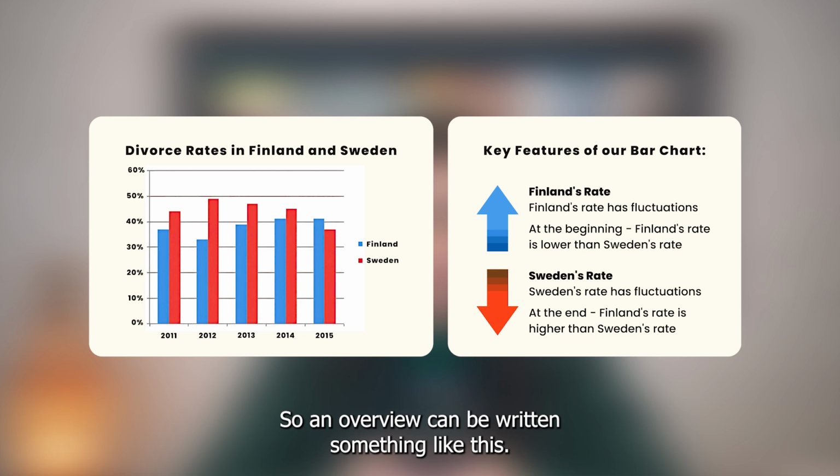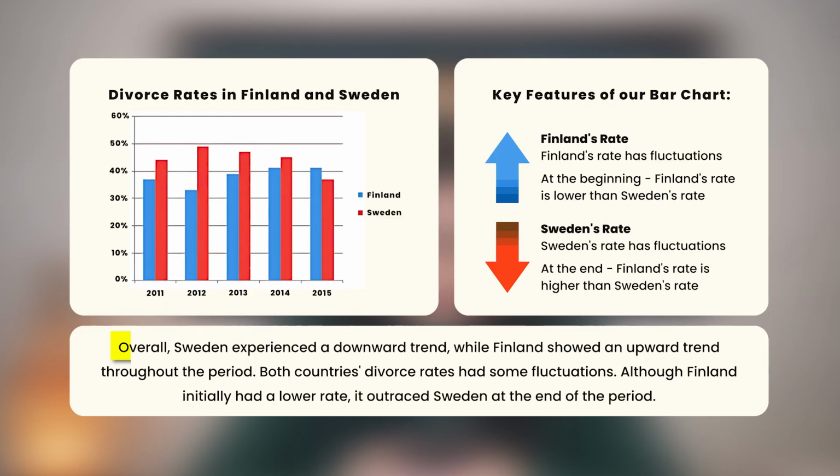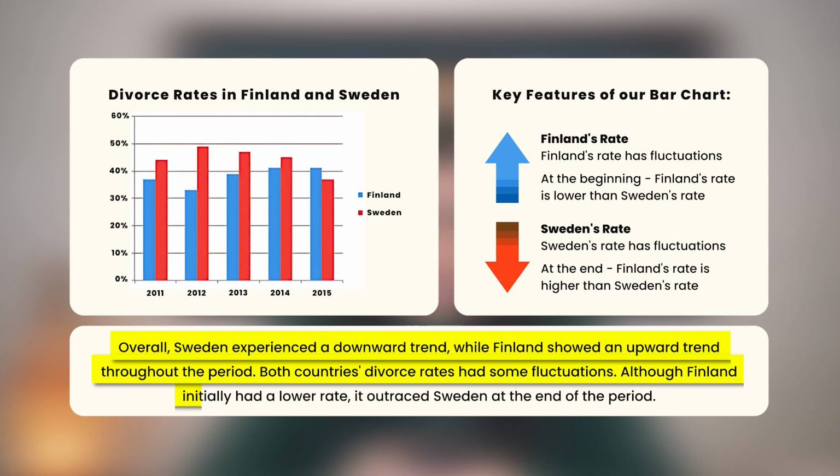So, an overview can be written something like this. Overall, Sweden experienced a downward trend, while Finland showed an upward trend throughout the period. Both countries' divorce rates had some fluctuations. Although Finland initially had a lower rate, it outraced Sweden at the end of the period.